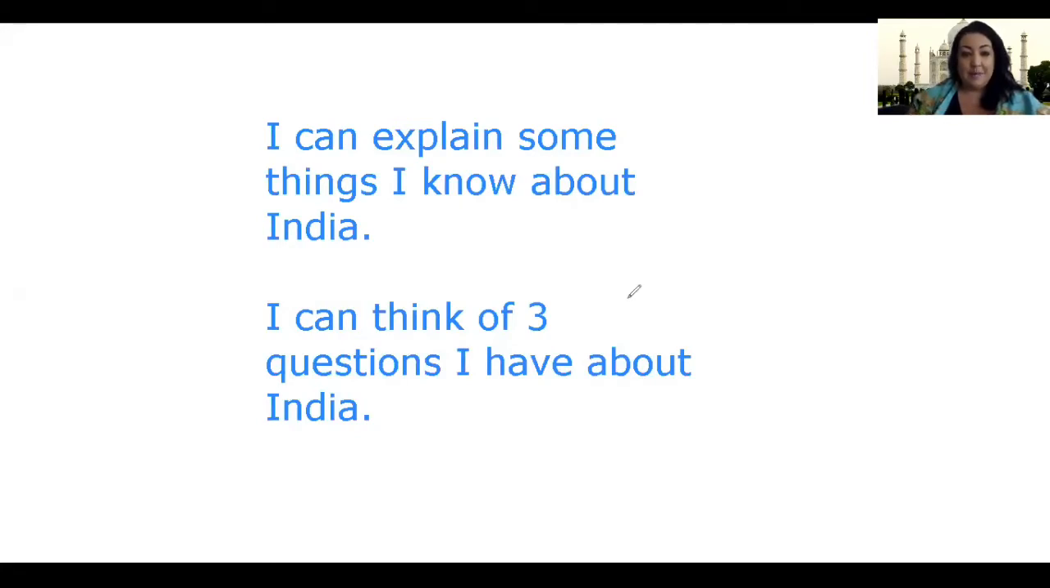So for today, after you've watched the first part of our video and you've been a little bit inspired by what you've seen, your challenge for today is to write a KWL grid. Now, I'm going to explain what that is. So in your notebooks, your home learning journals, I would like you to write the title Social Studies and then India and the date. And then you are going to write your learning outcomes for today. Now, your learning outcomes are here. So I can explain some things about India, and I can think of three questions I have about India. Okay, so those are the outcomes for our learning today.